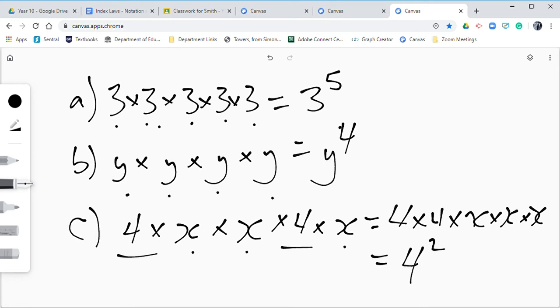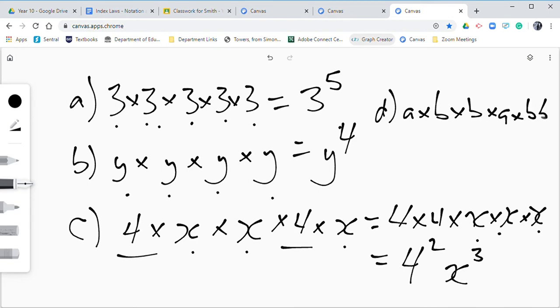And then you would do 1, 2, 3, so my base is x to the power of 3. So that'd be another one. And finally, I could give you a whole mix of them. So if I gave you something like this, let's see if I can squeeze D in. A times B times B times A times B times B times B. What you can do is you can look and you can reorganize things.